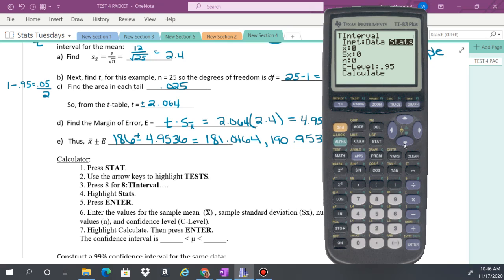So Data is highlighted, go over to the right, Stats. Okay, and then you're going to put your stats in. So our X bar is 186. Our standard deviation of our sample is 12, so you do need to actually put that calculation in, 2.4. Actually, let's just check, make sure. Then the sample size, 25. And the confidence level was 95%. So then we're going to hit calculate. This takes a little bit longer because it has to look up the t-values.